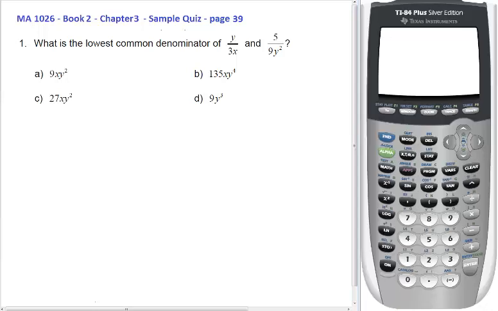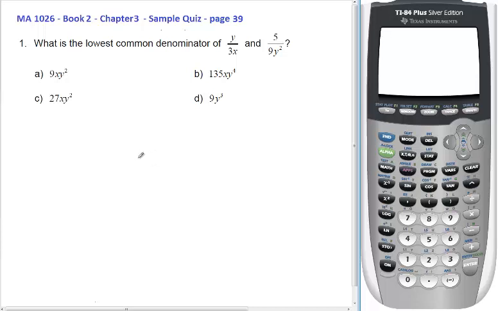Hello students, we're going to look at the solution now to MA1026 Book 2, Chapter 3 sample quiz on page 39 of Book 2, and this is the first multiple choice. Now this quiz is posted online and you should have tried it by now. So if not, you should stop the video, go try the quiz first.